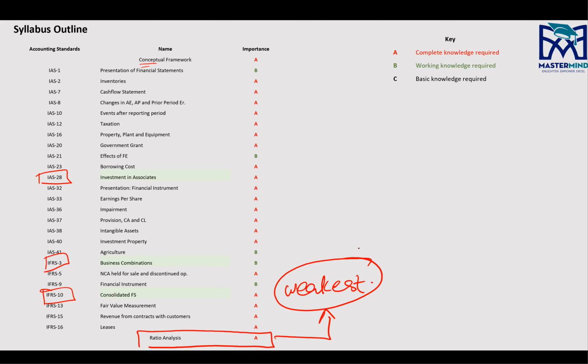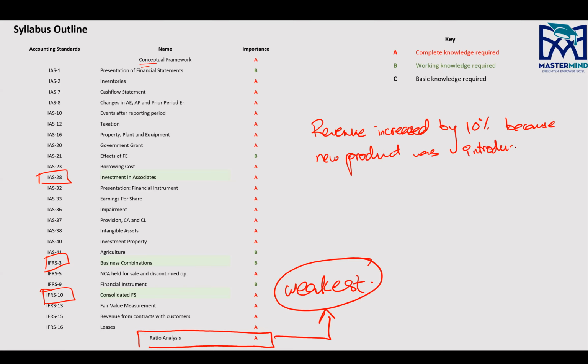So let's say you have a summary of what the chairman said. Let's say the chairman said that revenue increased by 10% because, let's say, a new product was introduced, for example, or a new line of service was introduced, right? That's why the overall revenue increased by 10%, right?